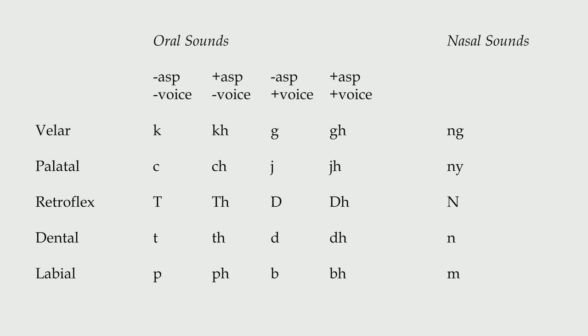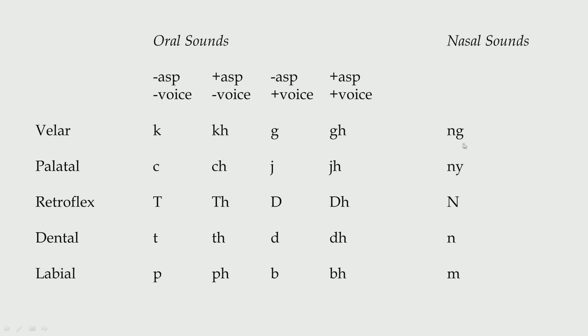So let us start and see. The broad distinction that you see here is that 4 of them, like ka, kha, ga and gha, are oral sounds, and the last one is a nasal sound. Remember our distinction between oral cavity and nasal cavity?